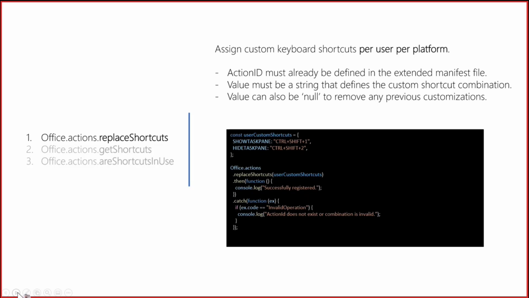And then the last thing is the value that you send in, the actual shortcut combination. It can also be null. What that does is just remove any previous customizations that you may have set for that shortcut action. So this is probably the API that you'll be using the most: replace shortcuts. If you have any questions, do let us know in the chat.